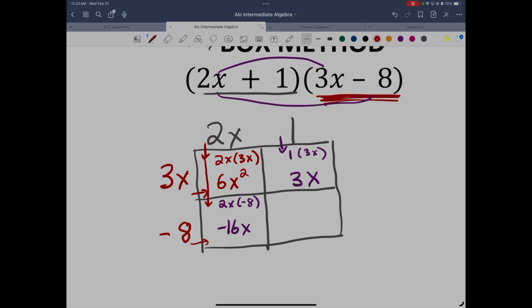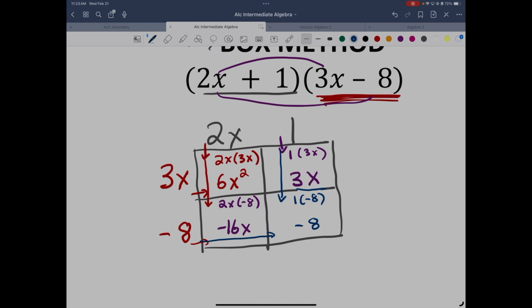And now we're going to go to our last one, where we're going to drop the 1 down and bring the 8 across. So it's going to be 1 times, I should probably put negative 8, right? So that's 1 times negative 8, which is negative 8.